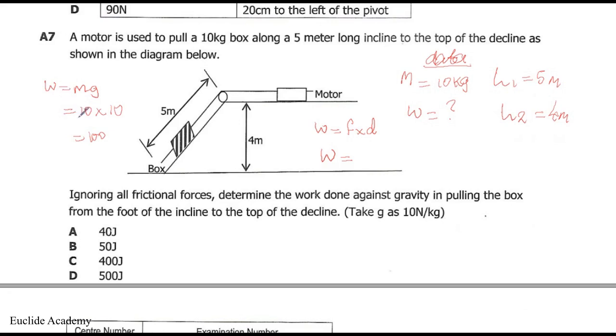So now this is the weight, which is the force, so it is 100 newtons. Okay, that is the weight of the box, 100 newtons. Now if you want to find the work, you need to multiply the weight of the box, which is the force of the box, times the distance it is moved. So remember, work is the force times distance in the direction of the force.